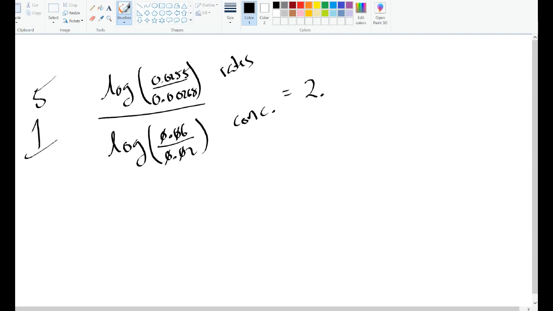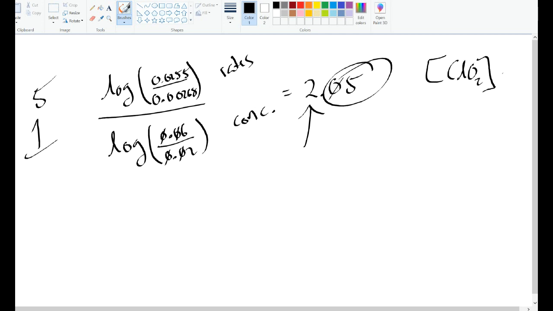That gets us 2.05. Don't be too worried about things like this. That's pretty much just rounding errors. What we're looking at here is an exponential factor of 2. So it's chlorate, sorry, not chlorate, just chlorine dioxide raised to the second power for our rate law.